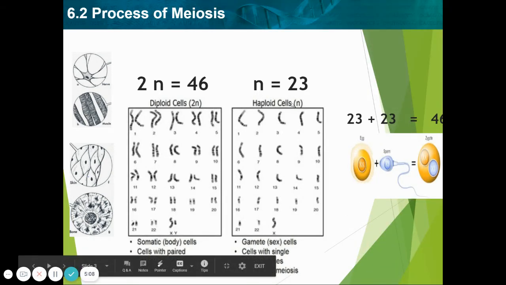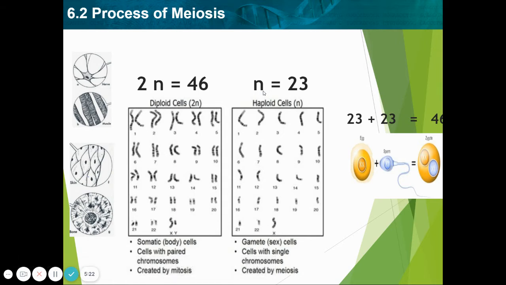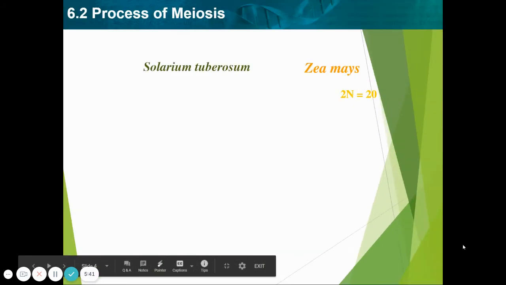These haploid cells are represented by the N number. The N number for any species, and it's going to be specific to species, is the base number of chromosomes. How many different types of chromosomes are in that species? As humans, we have 23 different types of chromosomes. So that is our N number.